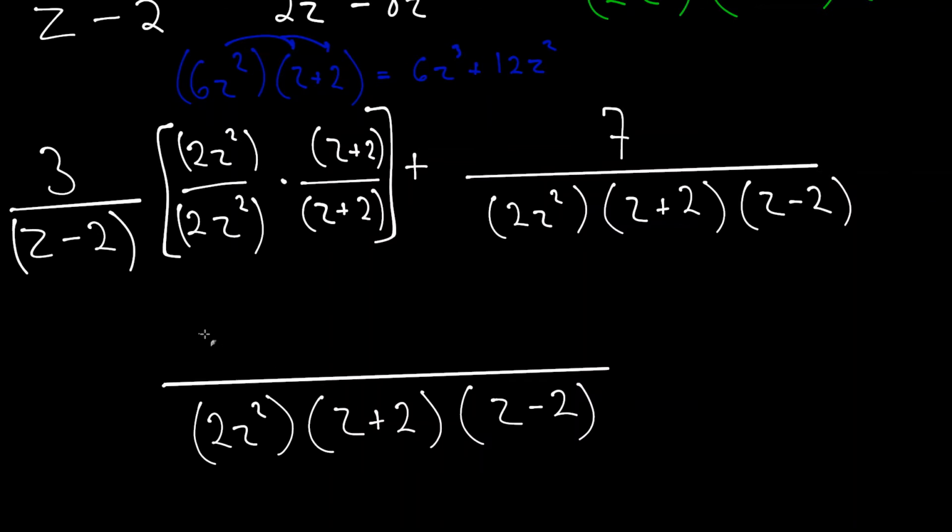So on the top here, we get this expression that we just worked out: 6z cubed plus 12z squared plus 7. And this would be our final answer. There's not really much we can do. There's nothing I see that we can factor out on the top here.